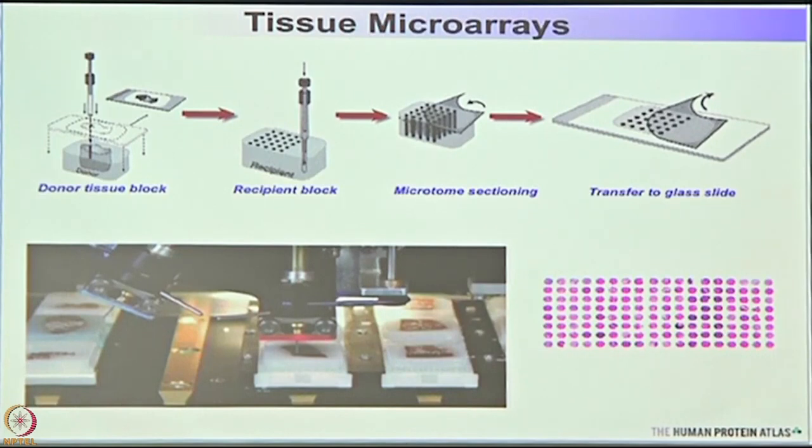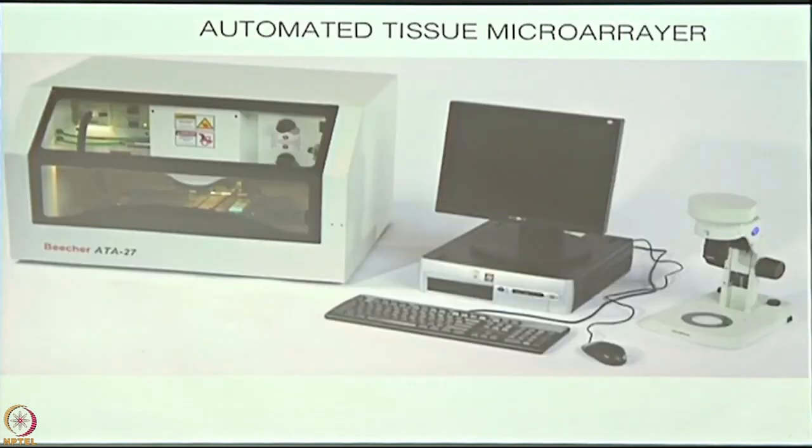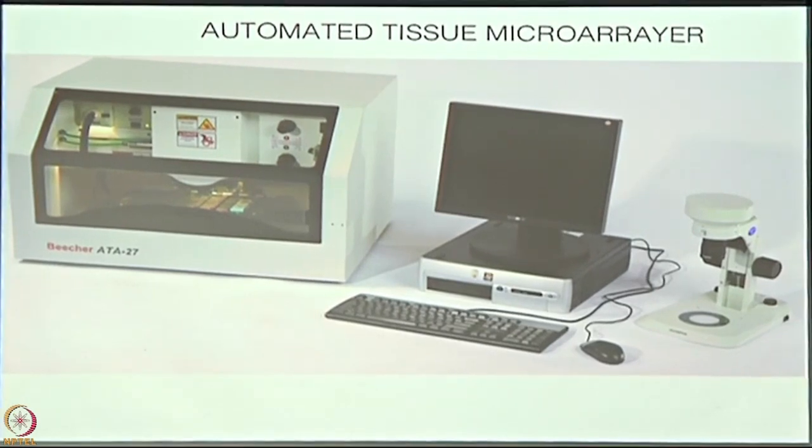That's the machine that does it. It's called a tissue microarray, and there are many types of those. That's a manual tissue microarray, the one that we use in our lab. It's a fairly easy to use, good device, but our Swedish colleagues use more sophisticated tissue microarrays that are automated. Automated microarrays can make up to 20, 25, 30 microarray blocks a day.